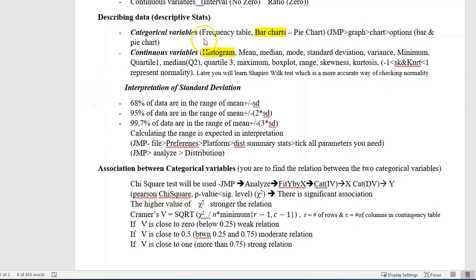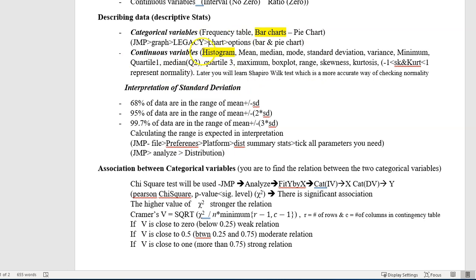So in fact, here when I say go to JMP graph, I should say legacy here. Legacy. And where did I put it? Okay. And then go to chart and then bar or pie chart.